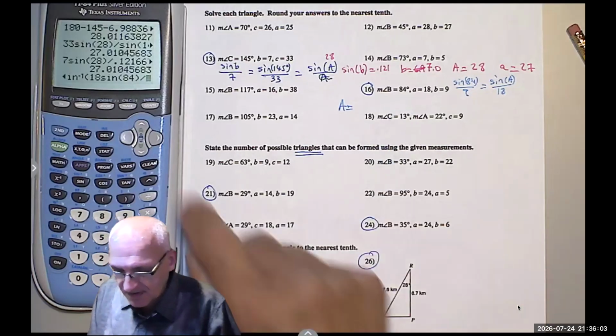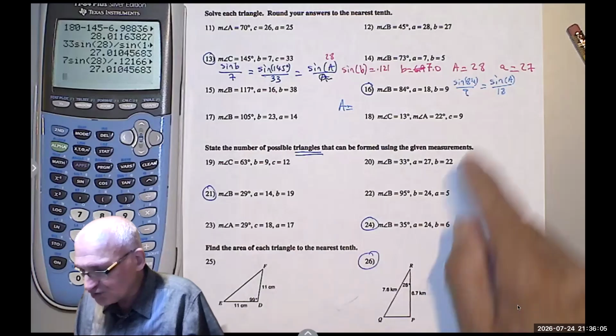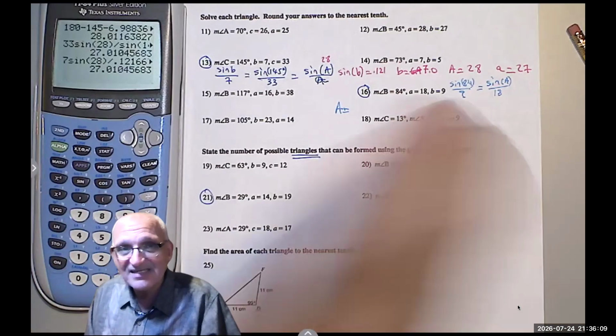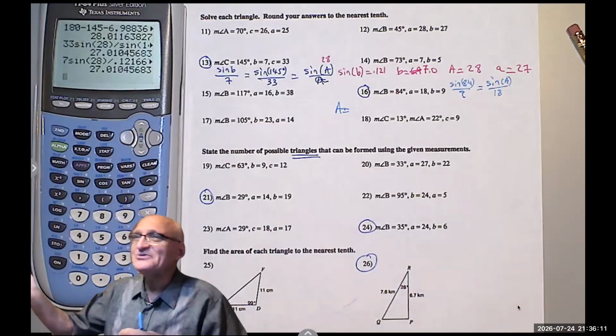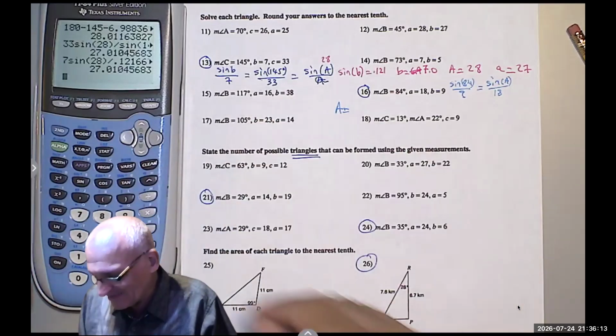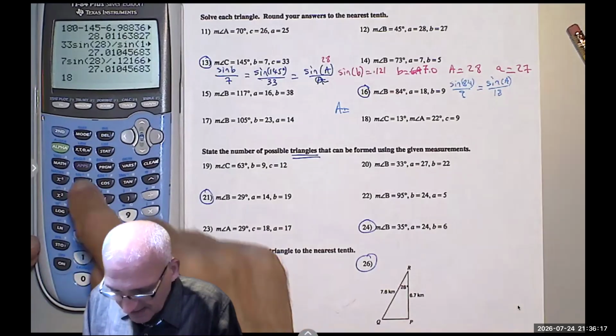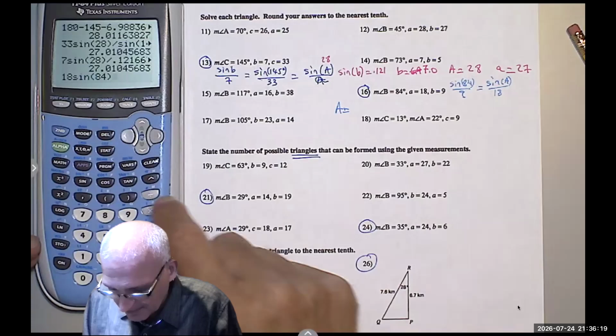This number is greater than 1. This one, there is no value. This is not a triangle. You see what I'm saying? If I want to find sine A, the only time I said let's do it in a single step, oh my God. So I say 18 sine 84 divided by 9.